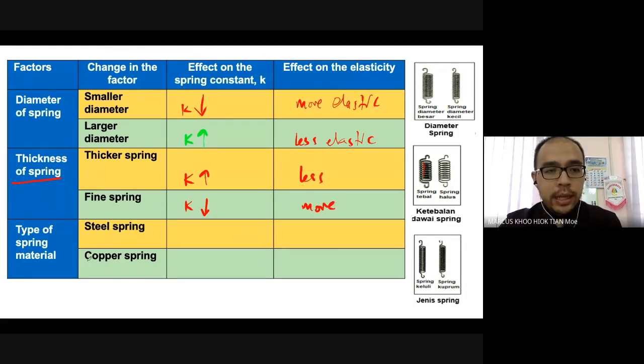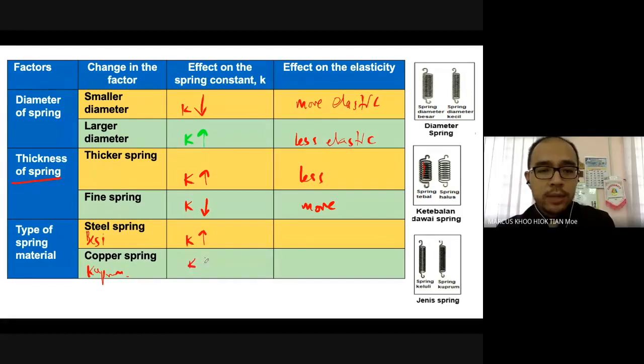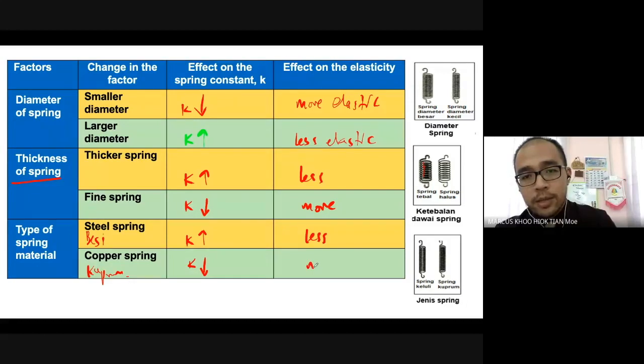Another one, steel and copper. Steel is besi, copper is cuprum, I think, dalam bahasa Melayu. What do you think? Which is a bigger spring constant kalau antara steel dan copper? Steel. Okay, ini kau yang cakap. So steel is bigger, copper you think is smaller. So because of that, in terms of the elasticity, steel is less elastic, copper is more elastic.